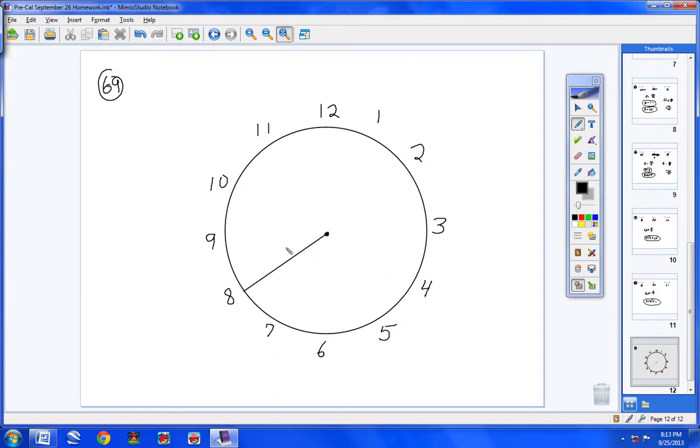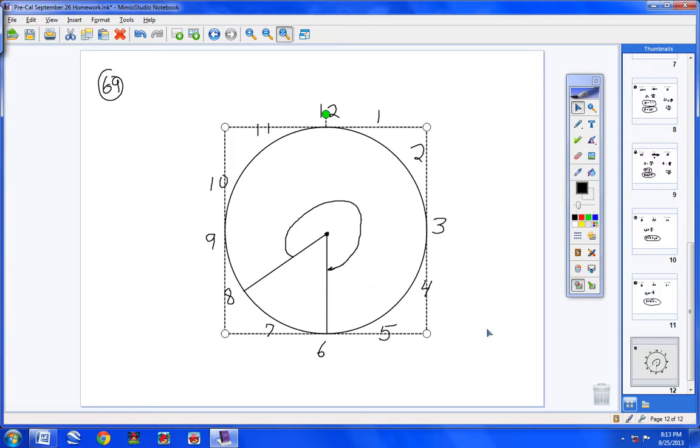Now it says in the problem the minute hand goes from 12:40 to 1:30. So the minute hand is going to start here, and it's going to rotate all the way until it gets right there. And now the minute hand is going to be right there, pointing to the 6. All right? So they want to know what that angle would be. How many radians did it rotate from here, where my pin is, all the way to here?